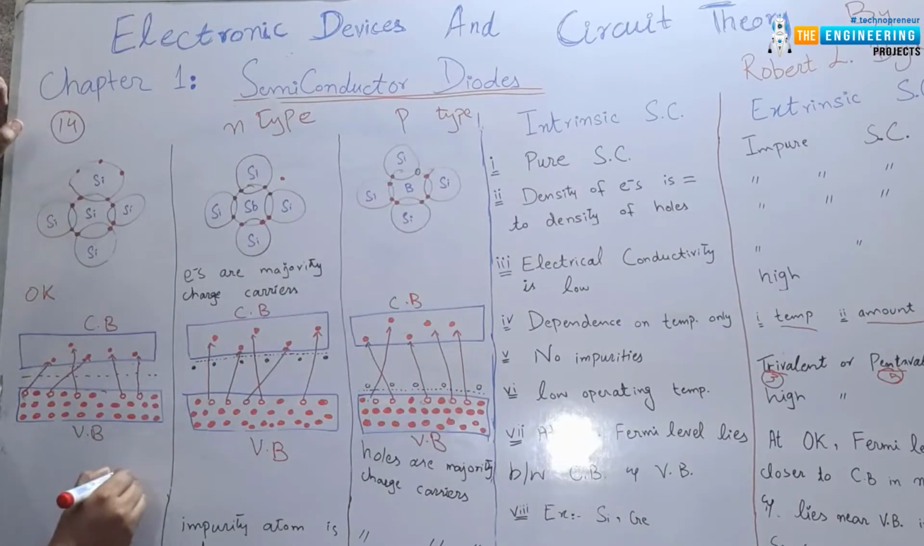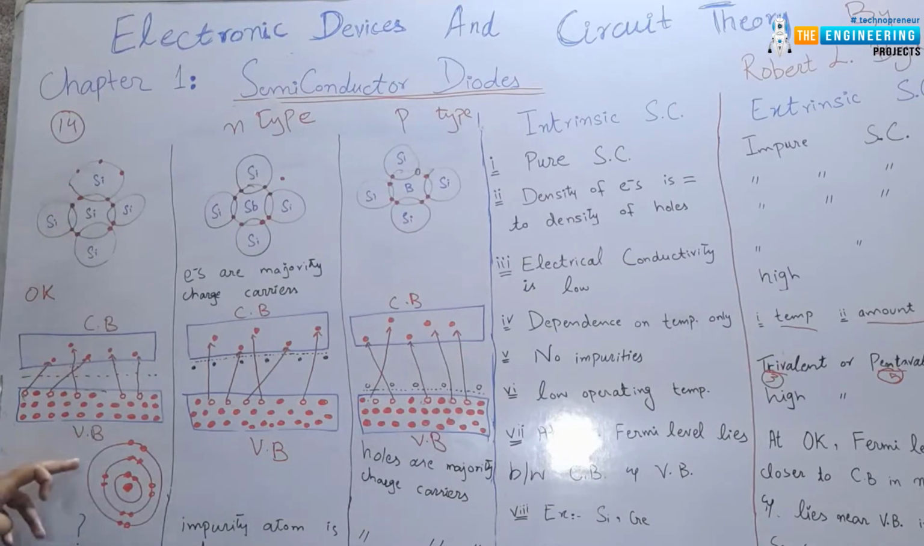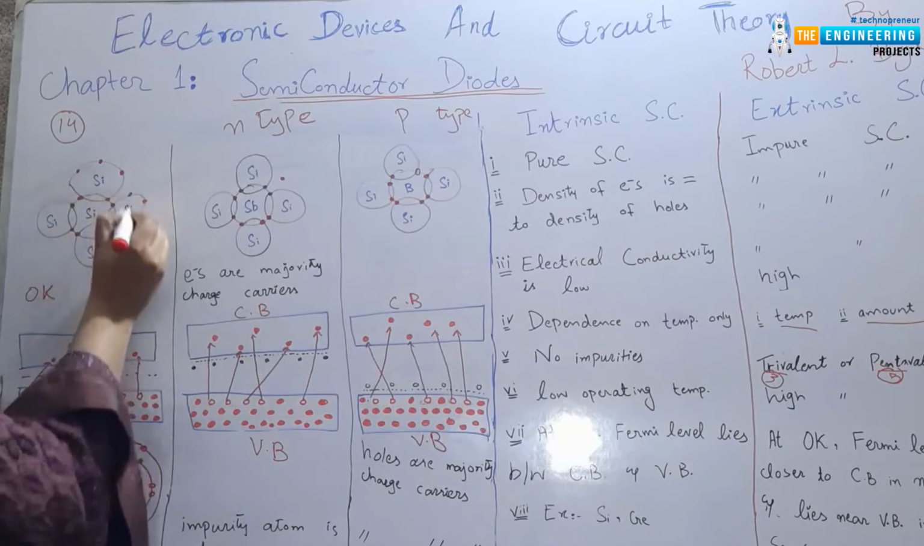In the first shell there will be 2 electrons. In the second shell there will be 8 electrons. In the third shell there will be 4 electrons. So silicon needs 4 more electrons to complete its outermost shell. So these 4 silicon atoms will share their electrons with the central silicon to complete its outermost shell. So this silicon has 4 electrons in its outermost shell.